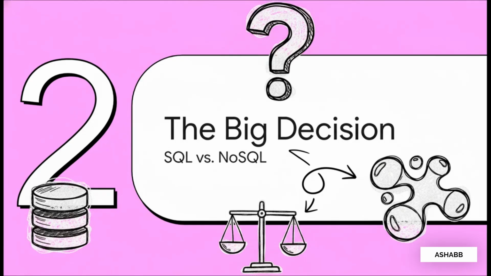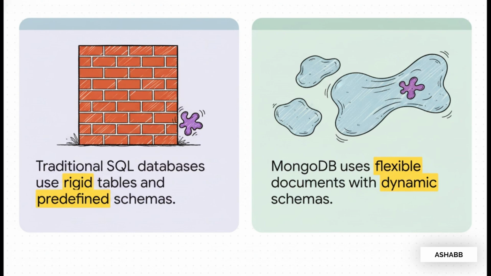So this brings us to a huge decision that every developer has to make when they start a project. Are you going to go with a traditional SQL database or a NoSQL database like MongoDB? The answer really comes down to a fundamental difference in philosophy. It really is a choice between the super structured, predictable world of rigid tables and the adaptable, developer-friendly world of flexible documents. Let's really break down what that means when you put them side by side.